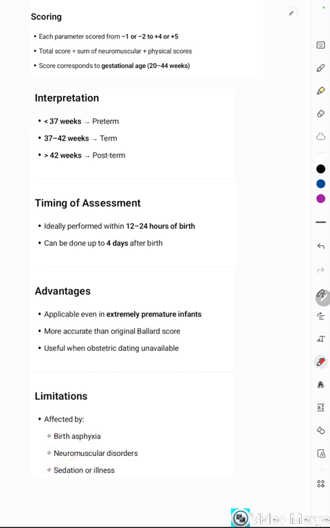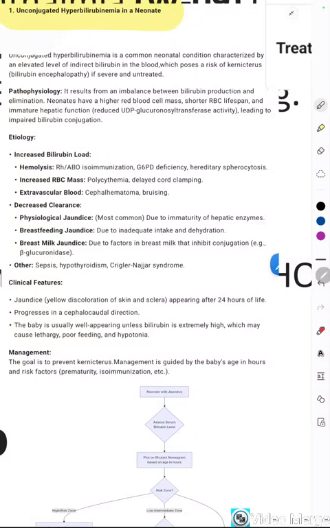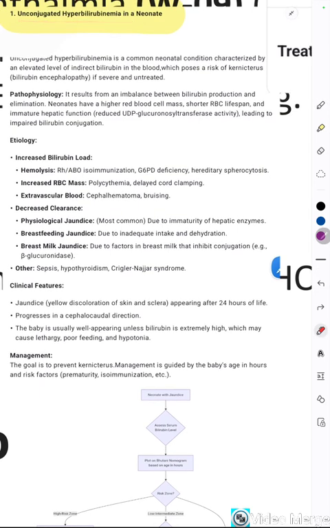The next is unconjugated hyperbilirubinemia in neonate. Unconjugated hyperbilirubinemia is a very common neonatal condition that is characterized by elevated levels of unconjugated bilirubin, and this unconjugated bilirubin can easily cross the blood-brain barrier, because of which it poses a risk for kernicterus, that is bilirubin encephalopathy. The pathophysiology is that it results from an imbalance between bilirubin production and elimination.